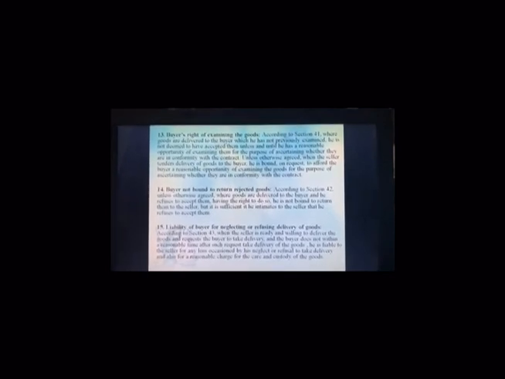Liability of buyer for neglecting or refusing delivery of goods. According to section 43, when the seller is ready and willing to deliver the goods and requests the buyer to take delivery, and the buyer does not within a reasonable time after such request take delivery of the goods, he is liable to the seller for any loss occasioned by his neglect or refusal to take delivery, and also for a reasonable charge for the care and custody of the goods.